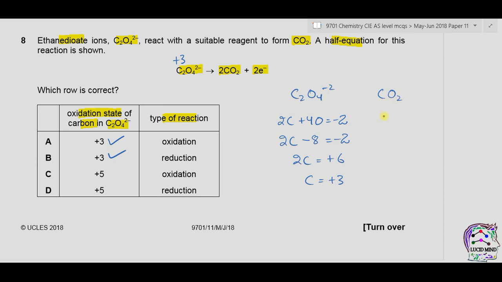Now in CO2 we have 1 carbon atom, 2 oxygen atoms and overall charge is 0. So C minus 4 equals 0 or C equals plus 4. So oxidation state of carbon in product is plus 4. As we can see that there is an increase in oxidation state, therefore this is oxidation. The answer is therefore A.